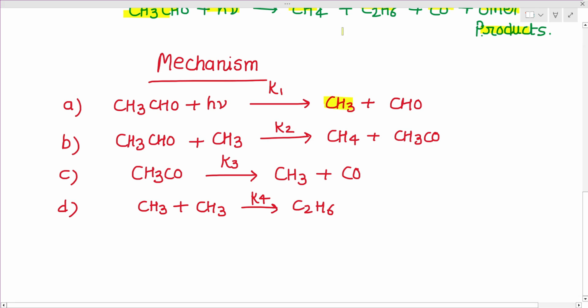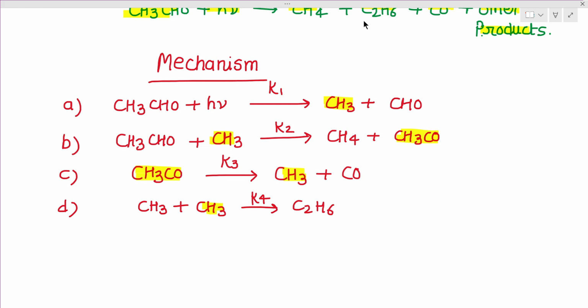Now, see here, these reactions happen in 4 steps. CH3 is formed here and utilized here, and again it is formed here and utilized here. It means CH3 is an intermediate, so we can apply the steady state approximation to it. The second thing you are seeing is CH3CO, which is formed here and utilized here. So we can also apply the steady state approximation to CH3CO.